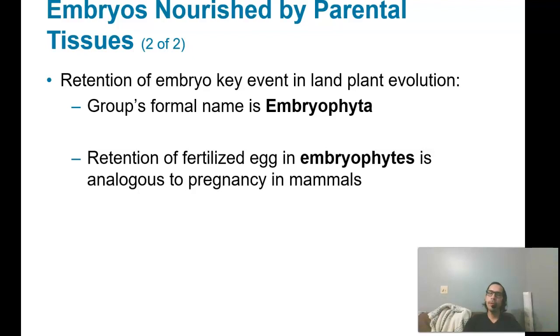So being able to retain the embryo was a key event in plant evolution, and this allowed for the evolution of a group of plants that are called embryophyta, which translates to embryo plants. Okay? Phyta meaning plant. And so the retention of the fertilized egg in embryophytes is analogous to pregnancy in mammals.